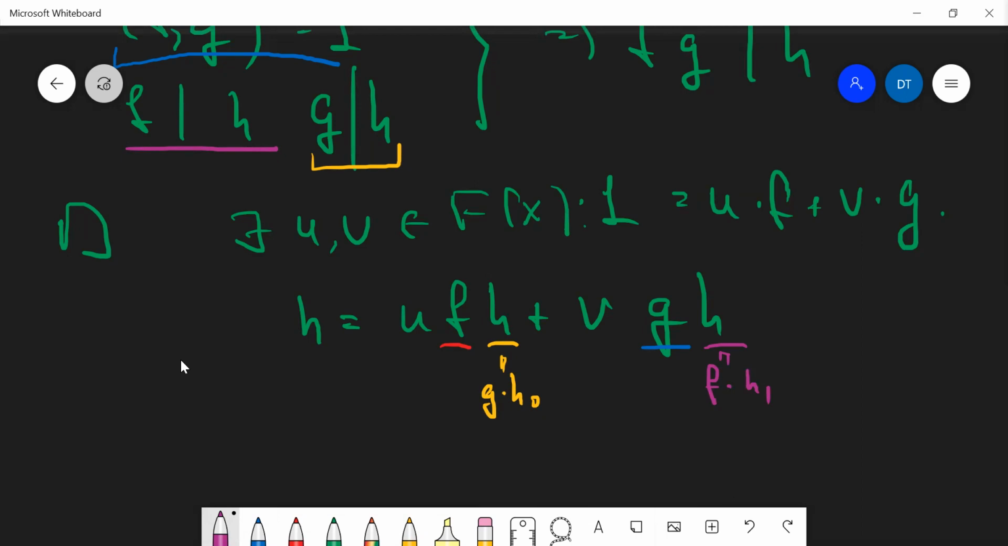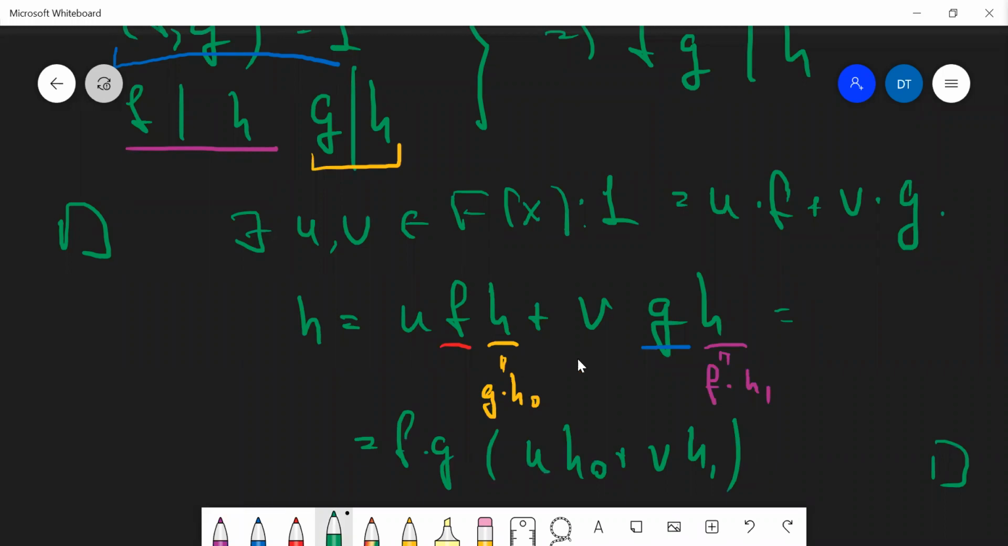And as you can see, the first summand and the second summand are each represented as F times G times something. So the result is F times G times (UH0 plus VH1). So the right-hand side is divisible by the product, and the left-hand side is H. So we're done. This is how it's done.